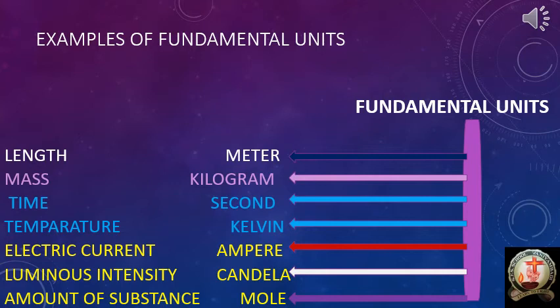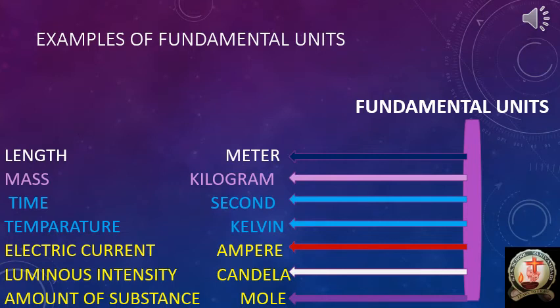Here I will give you a detailed explanation about fundamental units. Please observe this chart carefully. In this chart, the left side has all the fundamental physical quantities' names. What are they? Length, mass, time, temperature, electric current, luminous intensity and amount of substance. These 7 names are the fundamental physical quantities.